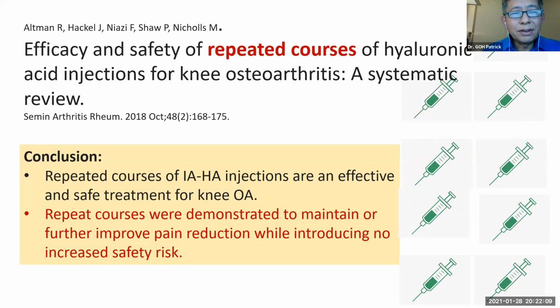What about repeated hyaluronic acid? Because patients sometimes get concerned, oh, I cannot take steroids, too many steroids, but can I take hyaluronic acid again and again? And I think the conclusion of this review was that it was safe. It doesn't increase the safety risk if you give repeated injections. So this is a very important consideration for us, because osteoarthritis is a very long drawn disease, and you might have to keep the patient on some maintenance mode with your injectate over time.